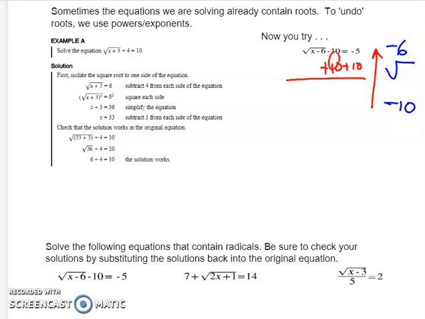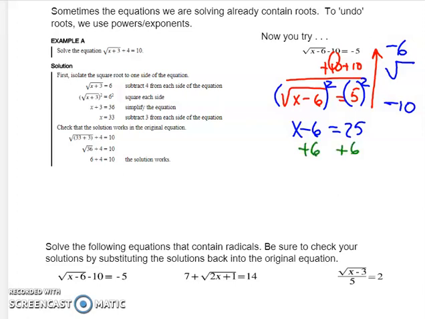So if I add 10 to both sides, I get the square root of x minus 6 equals positive 5. And then we're going to square both sides to undo the square root problem. So that would leave you with just the x minus 6, and 25 on the right side. And then to finish the problem off, we need to add 6 to both sides to undo the subtraction problem. 6 minus 6 is the 0. So x ends up being 31.